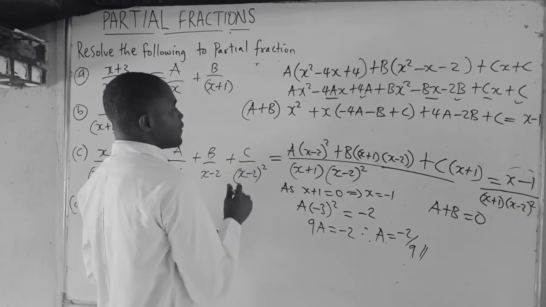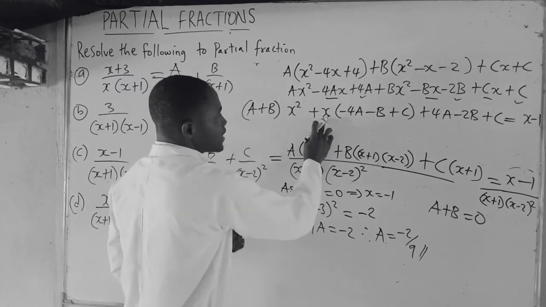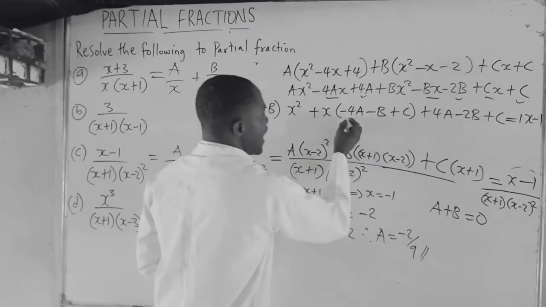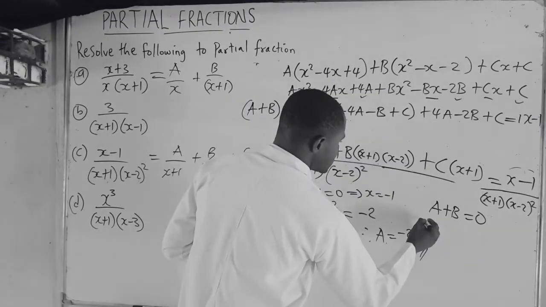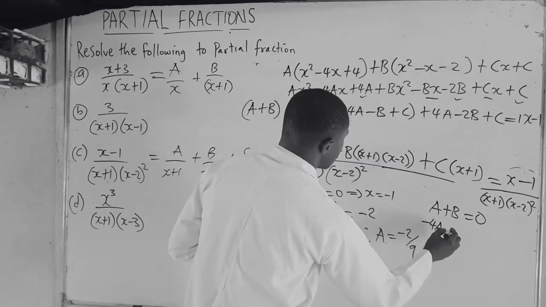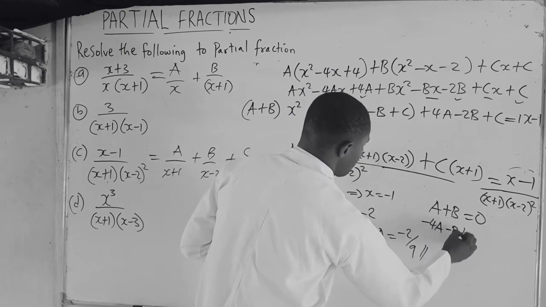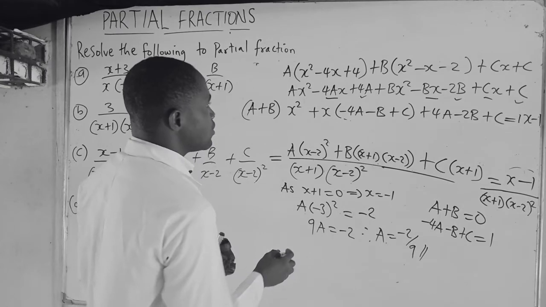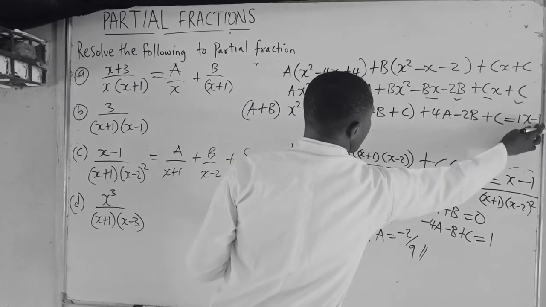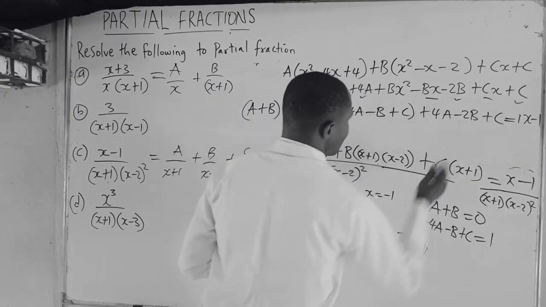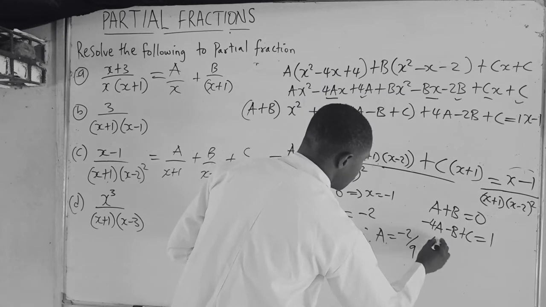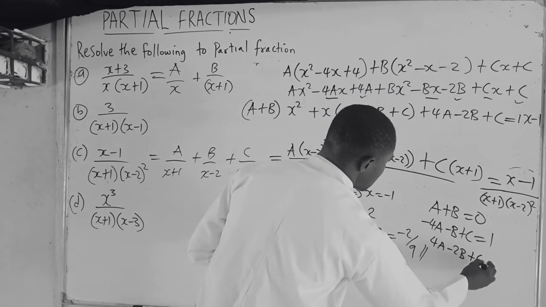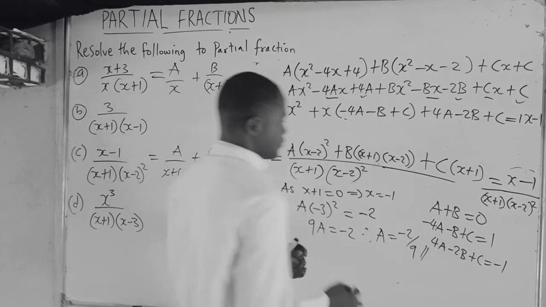Yes. Then this has x. Does this have x? Yes. It has coefficient of 1. Means that everything here, that is minus 4a minus b plus c, is equal to 1. Then this is equal to minus 1 because it doesn't have alphabet x. You say 4a minus 2b plus c equal to minus 1.